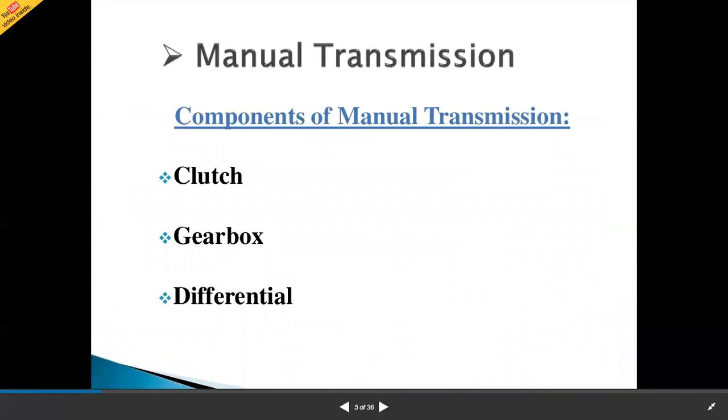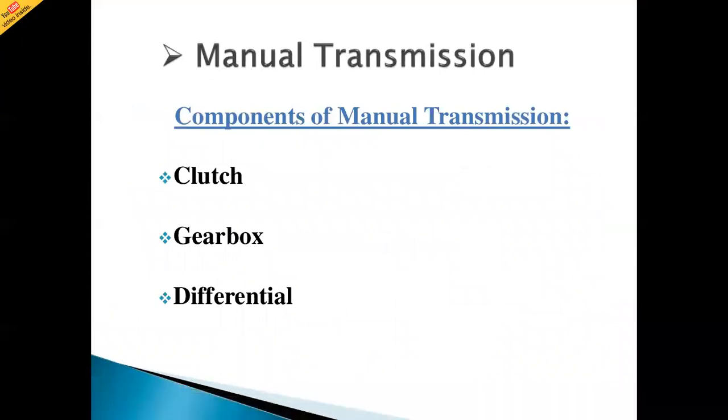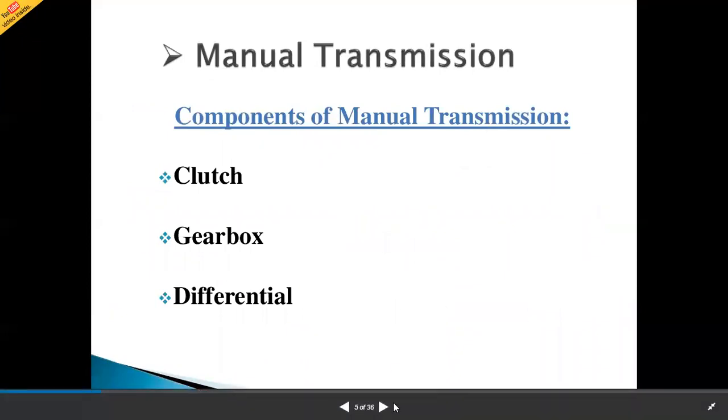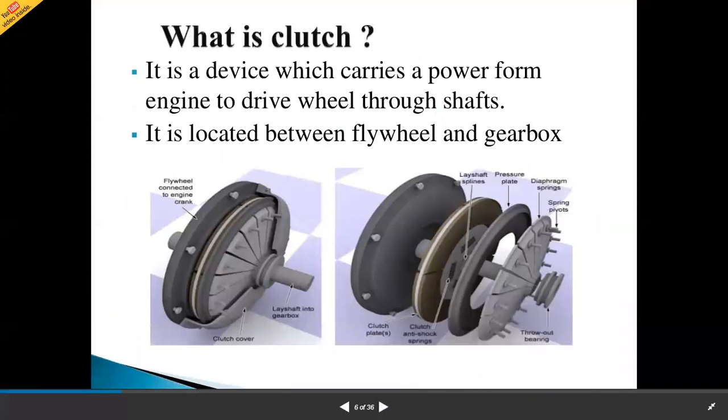If we see the first type, that is manual transmission, the components are the clutch, then the gearbox, and the differential gearbox. The clutch is a device which carries power from the engine to the drive wheel through the shafts. It is located between the flywheel and gearbox. If we see the diagram, this is the clutch cover. This is the flywheel connected to the engine crank. Then this is the lay shaft into the gearbox.